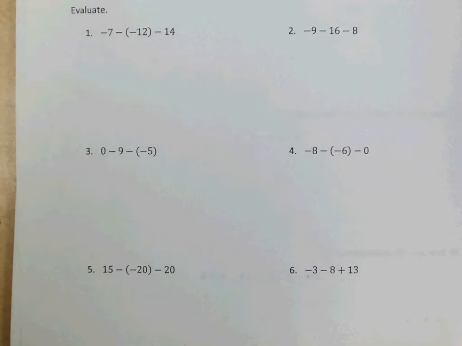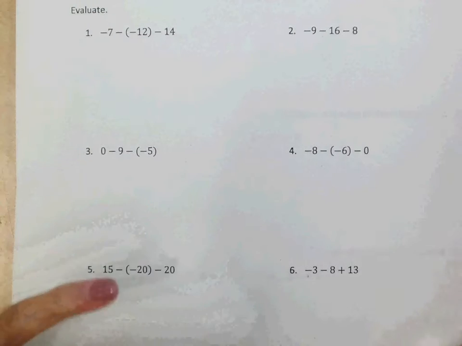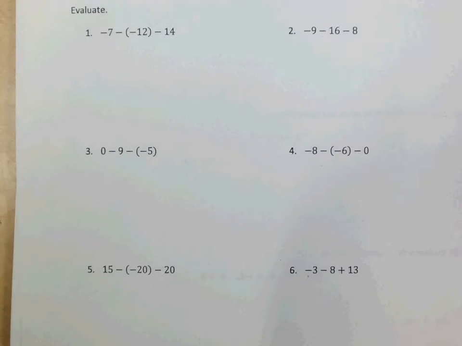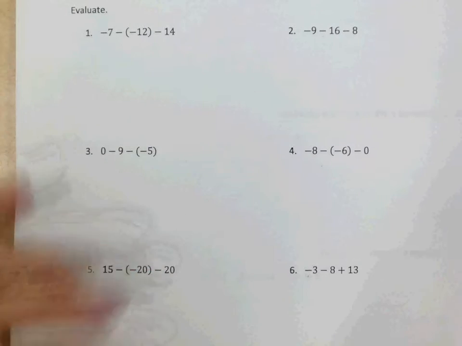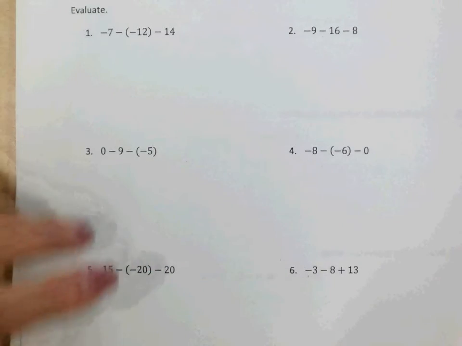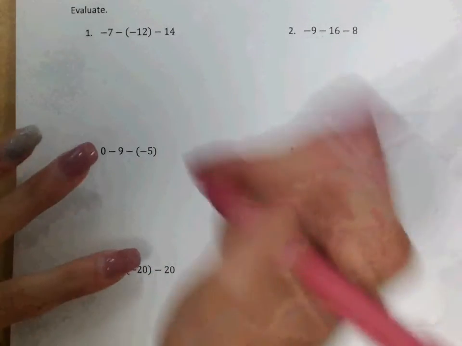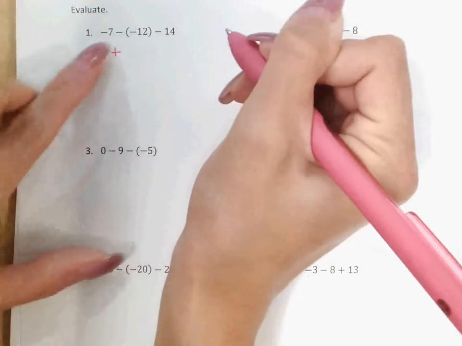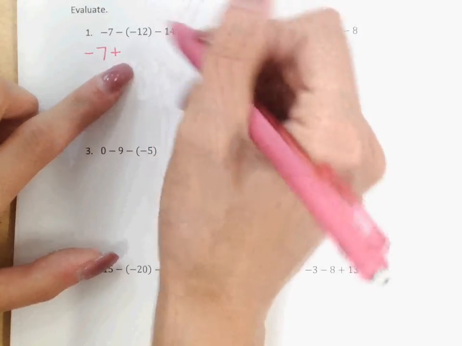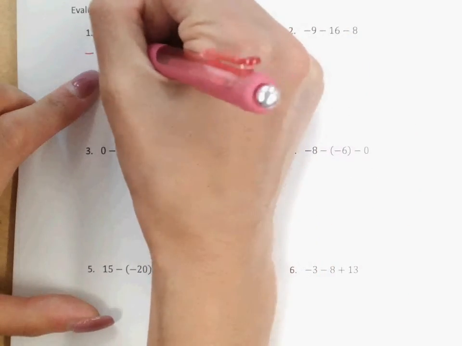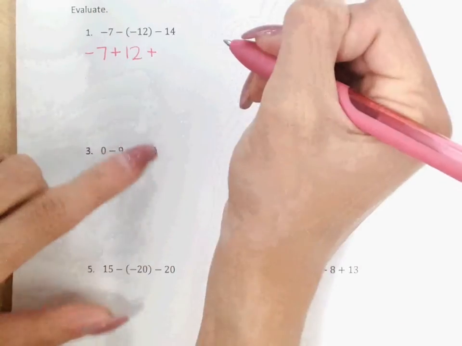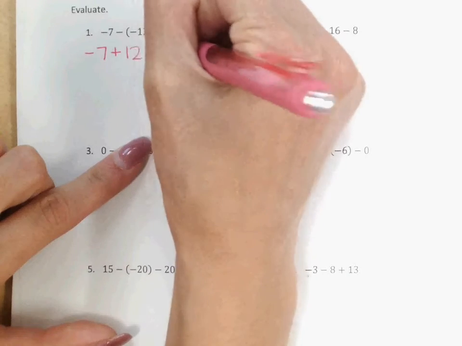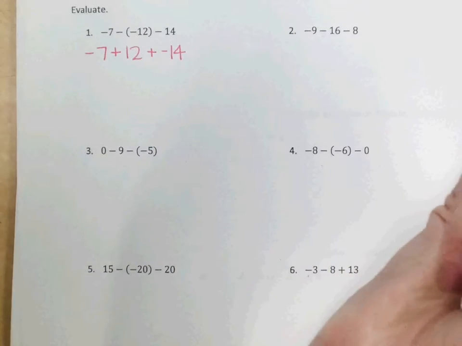Okay, so we're going to talk about evaluating or subtracting when we have more than two numbers. So when we subtract, we always want to make sure we add the opposite. So if we see subtraction, we add the opposite. We keep the first number the same. Change subtraction to addition, then we want the opposite of negative 12, which is 12, plus the opposite of 14, which is negative 14. Now there's a few ways that we can do this.